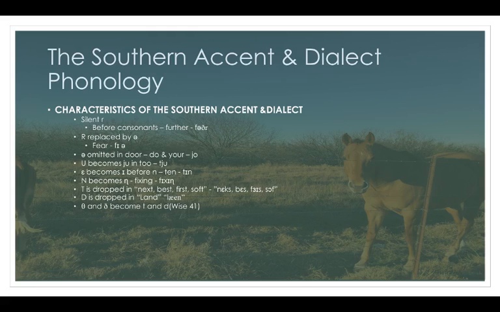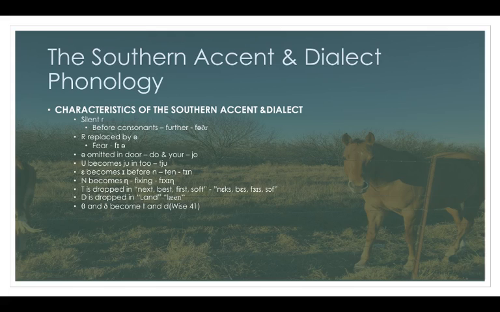So also, a lot of people realize that the ing, sorry, I think I got it backwards in the PowerPoint. Instead of fixing, it's fixin', so that ing turns into just n. And then there's T dropping, instead of next, best, first, soft, it would be next, best, first, soft. So you see how I wasn't pronouncing the T.